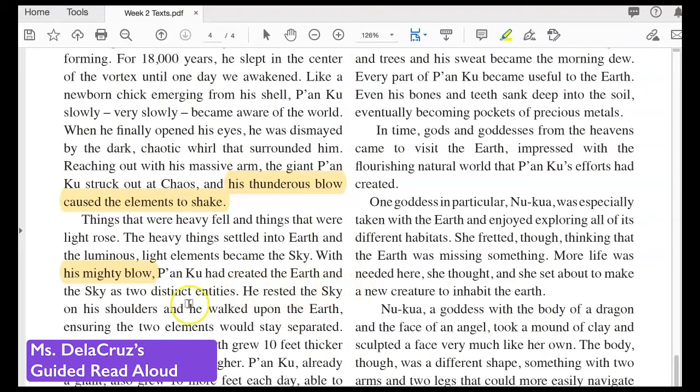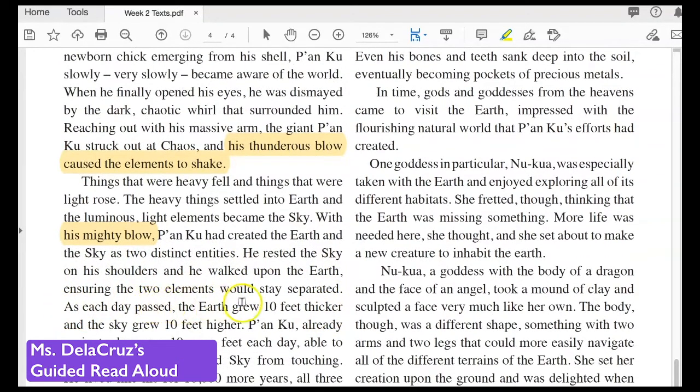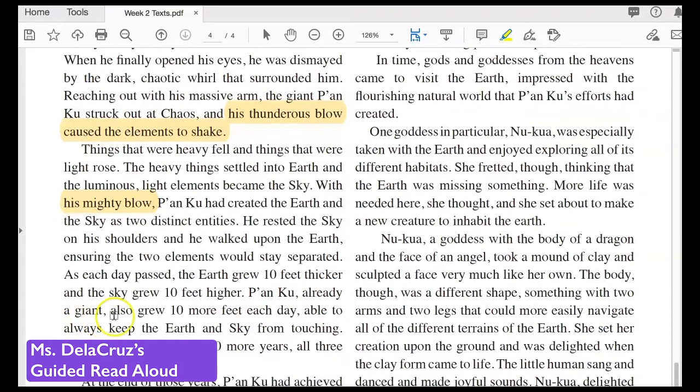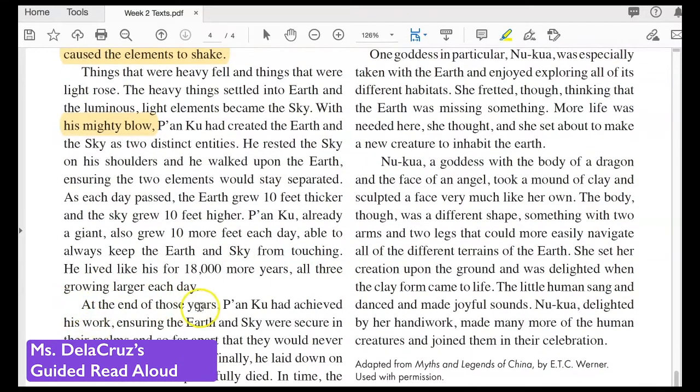He rested the sky on his shoulders, and he walked upon the earth, ensuring the two elements would stay separated. As each day passed, the earth grew 10 feet thicker, and the sky grew 10 feet higher. Panku, already a giant, also grew 10 more feet each day, able to always keep the earth and the sky from touching. He lived like this for 18,000 more years, all three growing larger each day. At the end of those years, Panku had achieved his work.